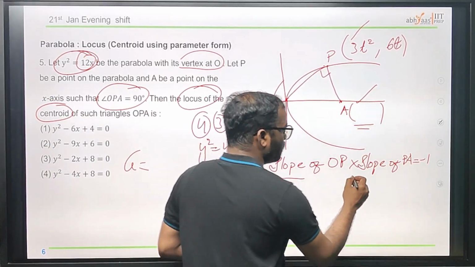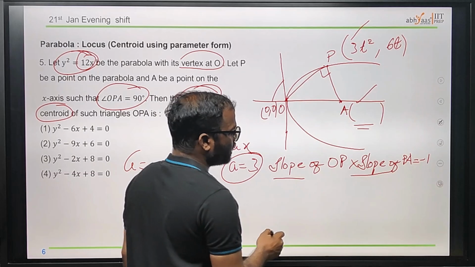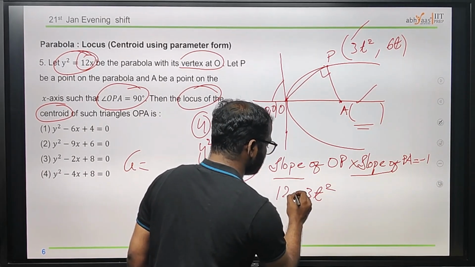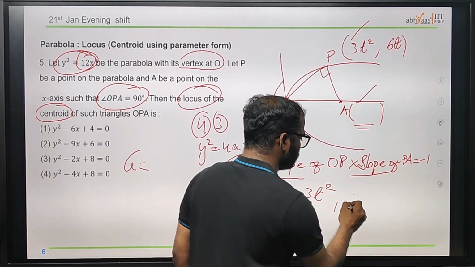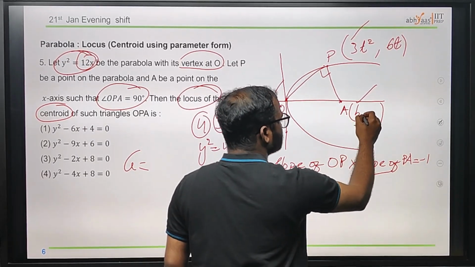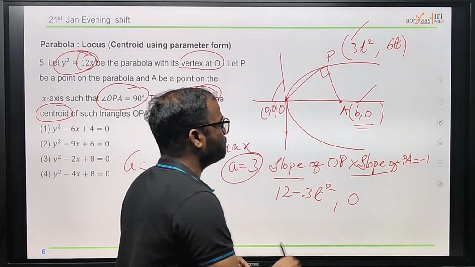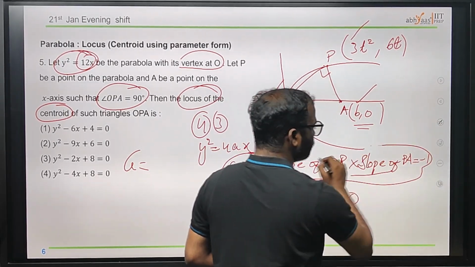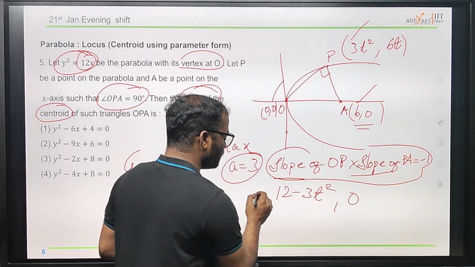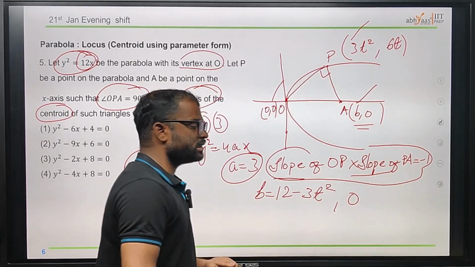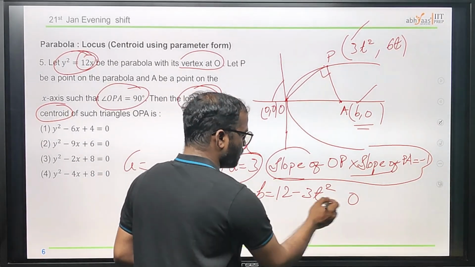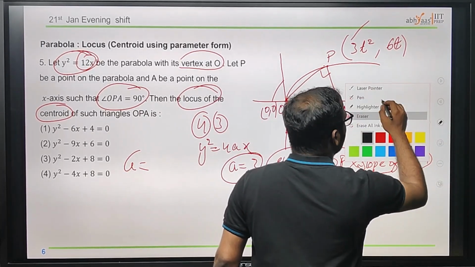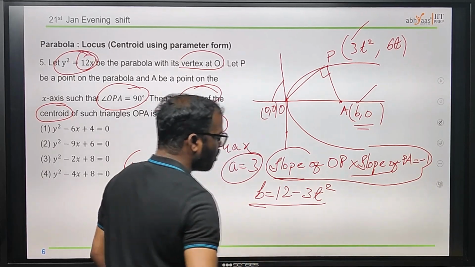By doing this one we can get a point as (12 minus 3t square, 0). Since it's just considered as (b, 0), in order to find this b, we do this: slope of OP into slope of P is equal to -1. After doing that, we will get b is equal to 12 minus 3t square. I will write it as b equal to. Now we got the b value.